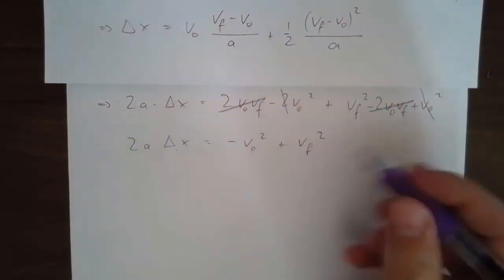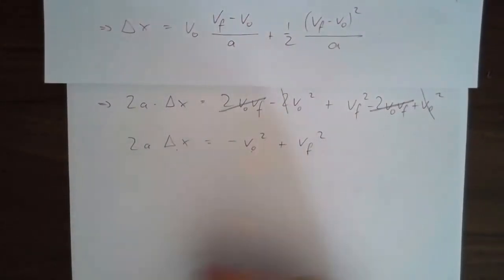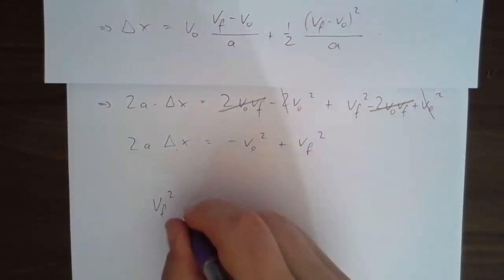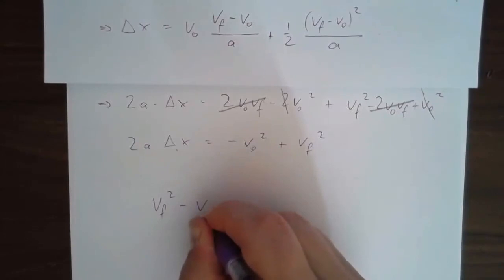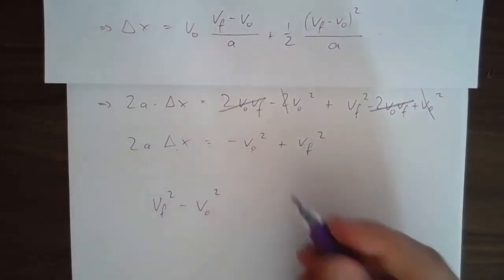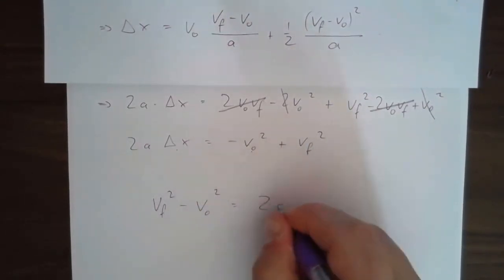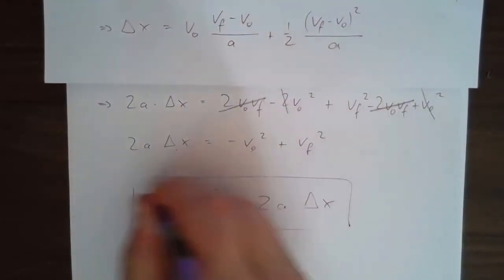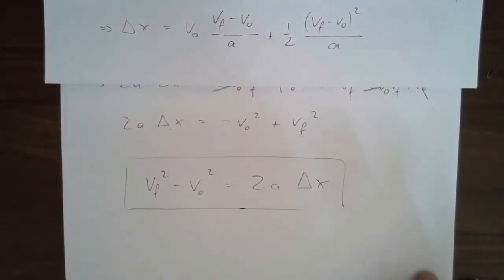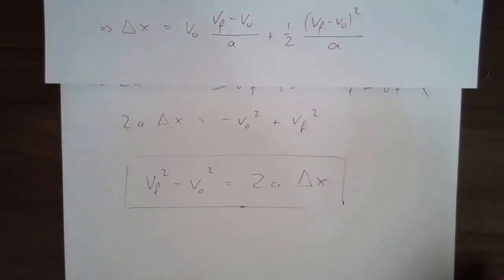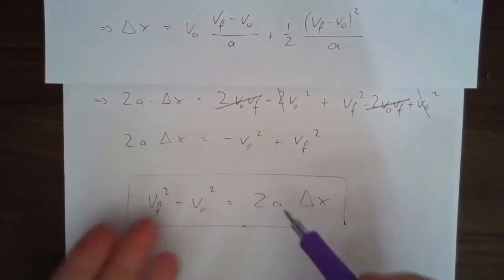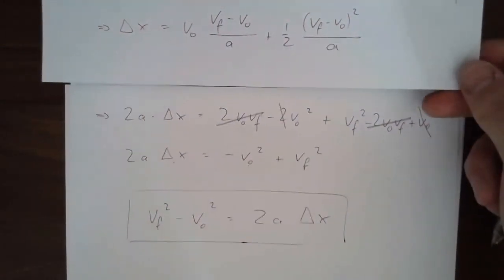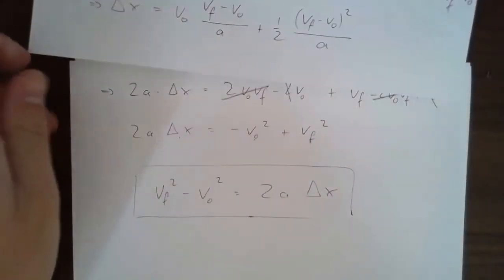So this thing here, let's write it out again. We arrange it a little bit. v final squared minus v initial squared, v zero, v i, doesn't matter, is equal to 2a delta x. Super useful if you don't know about the time and you don't care about the time. We're not going to find the time from this. There's no t anywhere, right? Because we've eliminated it. But this is another useful equation.